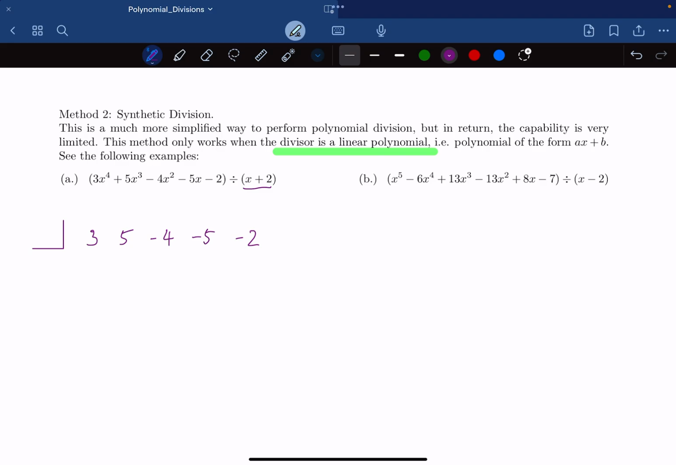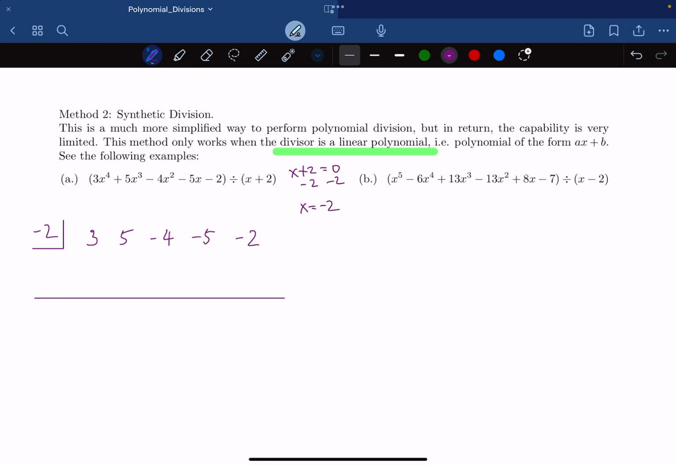In other words, I'm going to put a number such that x plus 2 is equal to 0. And of course, this is pretty obvious. I just subtract 2 on both sides. We get x equals -2. And that's what I want to put in that box. That is my setup for this synthetic division.